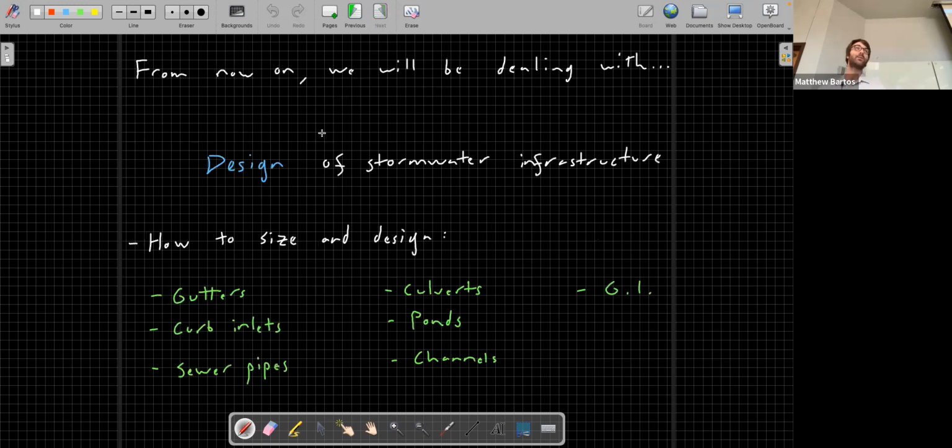From now on in the class, we will be dealing with the design of stormwater infrastructure. Okay, so we're going to take the knowledge that we learned from the first part of the course, and we're going to apply it to understand how to size and design stormwater fixtures such as the things that you see around you all the time: gutters, curb inlets, sewer pipes, culverts, detention and retention ponds, channels, which you'll be looking at in particular for your course project, and then GI or green infrastructure.